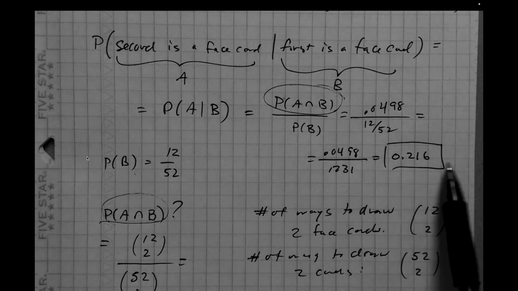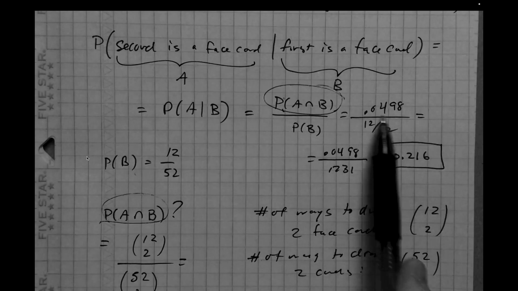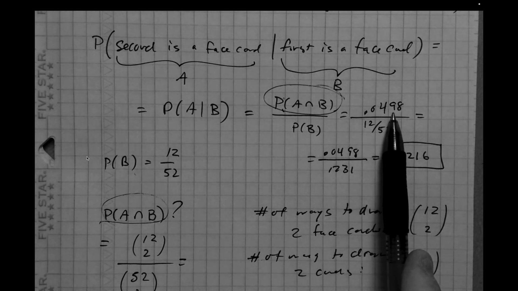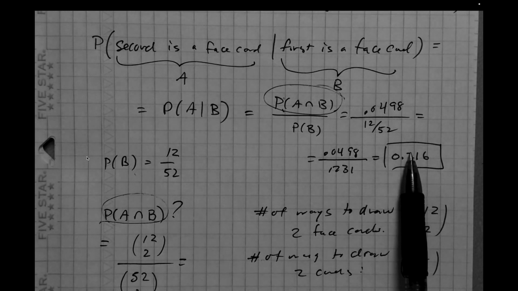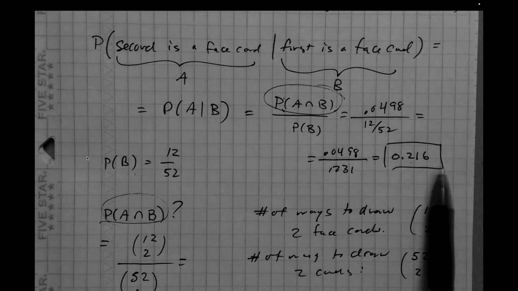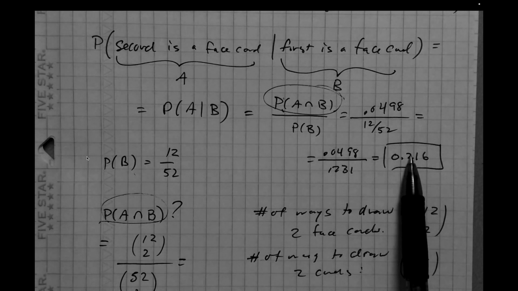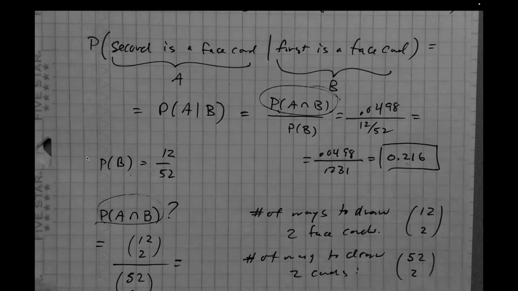Right, and that's intuitive, right? Because we found the probability of drawing 2 face cards is about 4.9%, about 5%. And this is the probability of drawing a face card given you've just drawn a face card, right? And so it drops. I mean, this is the probability of drawing 2 in a row. This is the probability of just drawing one more, given you've already drawn one. So it drops. It makes sense. That's an intuitive answer.